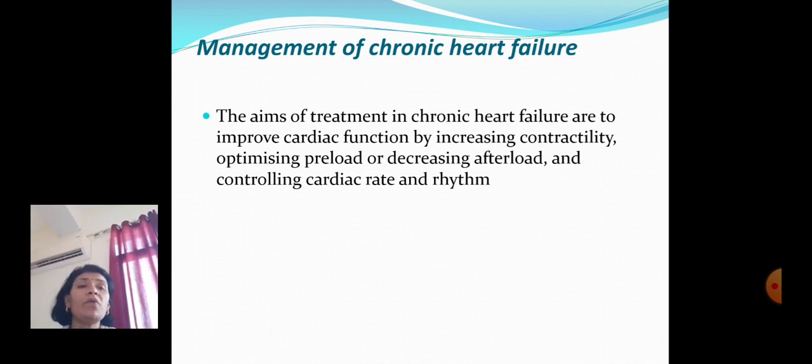Now coming to management of chronic heart failure. The aims of treatment in chronic heart failure are to improve cardiac function by increasing contractility, optimizing preload or decreasing the afterload, and controlling cardiac rate and rhythm.